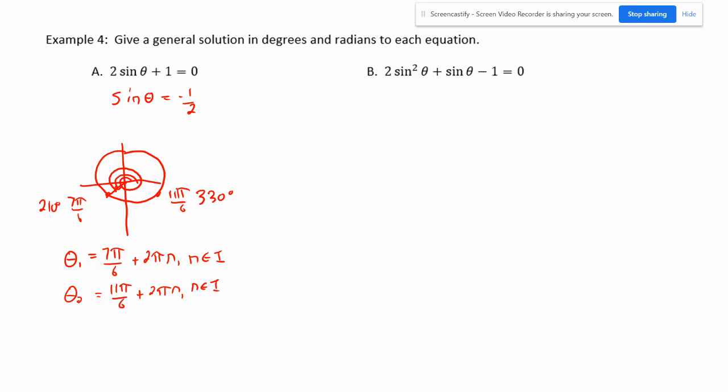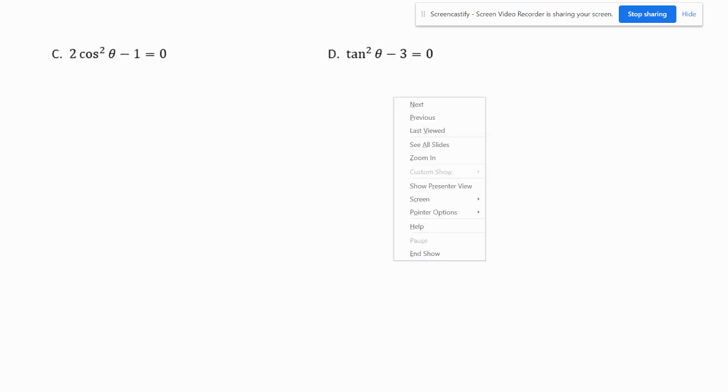Now, we said in degrees or radians, so if it was in degrees, I'm just going to put 210 degrees plus 360 degrees n, where n is an integer, and this guy would be 330 degrees plus 360 n, where n is an integer here. Okay, so this is how these general solutions are going to work for this guy. All right, 2 sine squared theta plus sine theta minus 1. So we're going to have to solve this one by factoring, and this factors too.